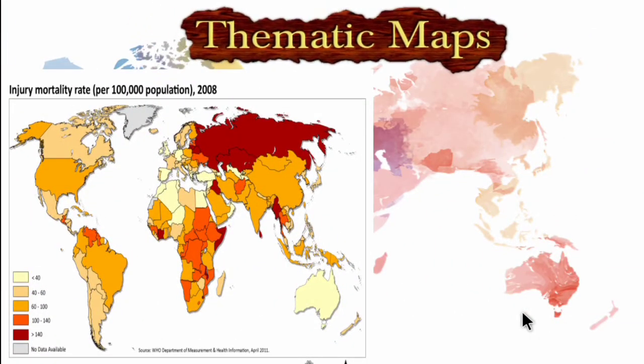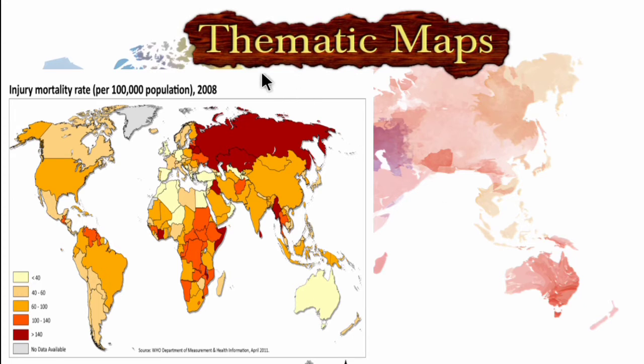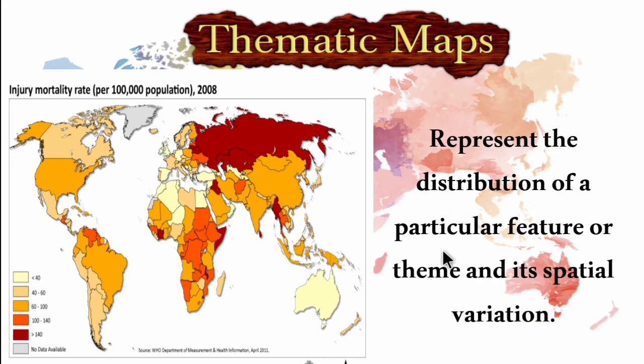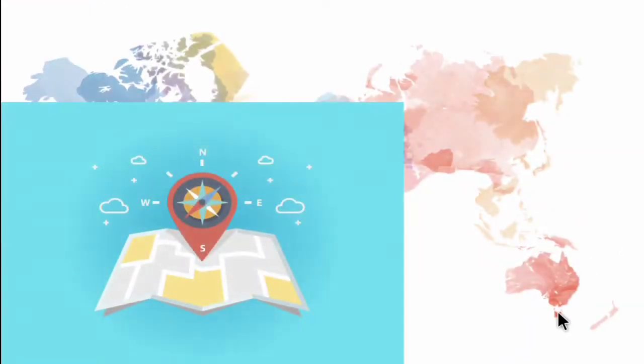The next one is thematic maps. From the name itself, thematic means these maps are based on a particular theme. It represents the distribution of a particular feature or theme and its spatial variation. For example, for a soil map the theme is the distribution of soil, and for a population map the theme is the population growth or density of population. This is the definition of thematic maps.